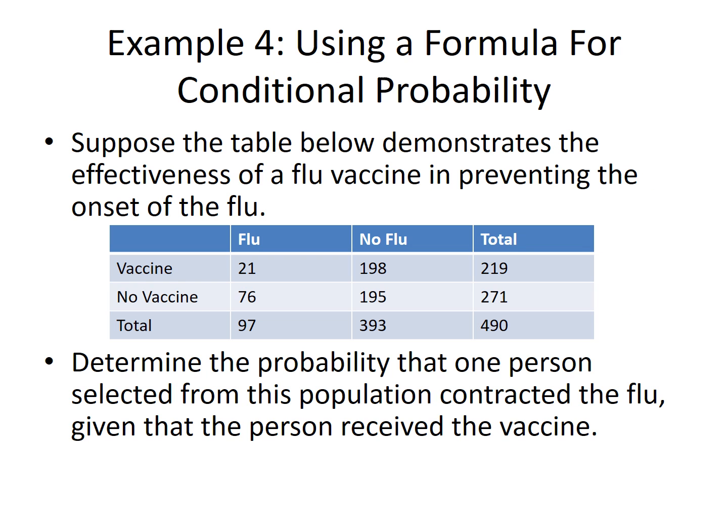So using a formula for conditional probability, suppose the table below demonstrates the effectiveness of a flu vaccine in preventing the onset of the flu. And here you can see the information. Determine the probability that one person selected from this population contracted the flu, given that the person received the vaccine. So now we have an additional piece of information.